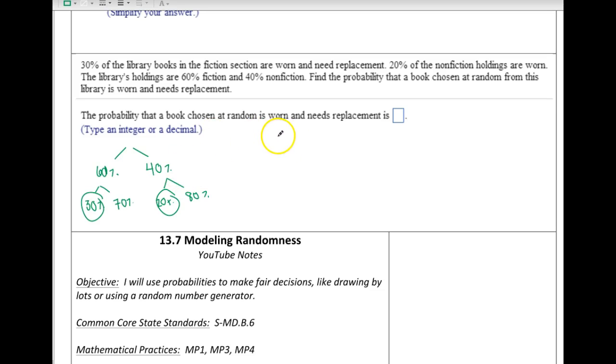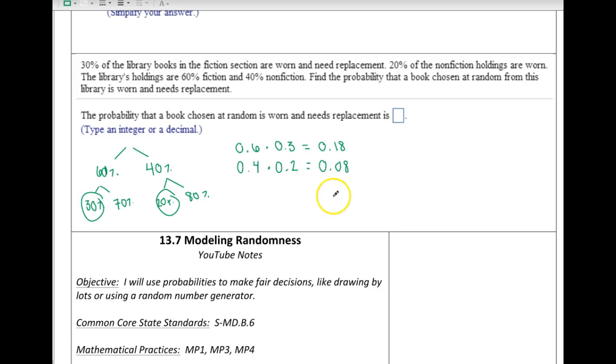So what I need to find is 0.6 times 0.3, and this is because I have 60% times 30%, so 30% of 60% or 60% of 30% is 18% or 0.18. 40% times 20% is 0.4 times 0.2, which is 0.08. So the chances of me getting a fiction book that needs replacement is 18%. The chances of me getting a nonfiction book that needs replacement is 8%.